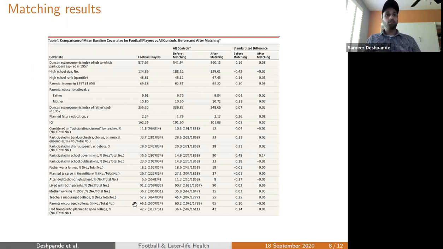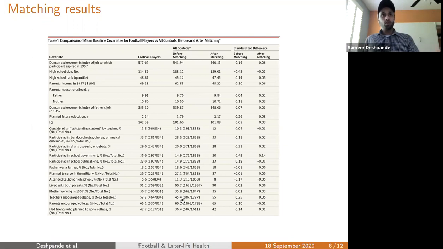And if you look at this table a little bit closely, you'll see that before matching, 57.7% of football players were encouraged by their teachers to go to college, whereas in contrast, only 45.4% of the controls were. So if I didn't do any matching, if I just looked at the average cognitive outcomes between the football players and all of the controls, and I found a big difference, and I ran and said, this is proof that there is a big effect of playing football on later life cognition, somebody might look at this table and say, well, this teacher's encouraging college might actually confound this, and there's a pretty big difference along this dimension. So how do I know that what difference in outcomes I've observed is really due to playing football as opposed to differences in teachers encouraging college?